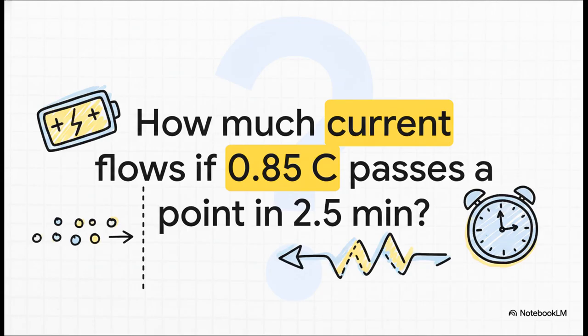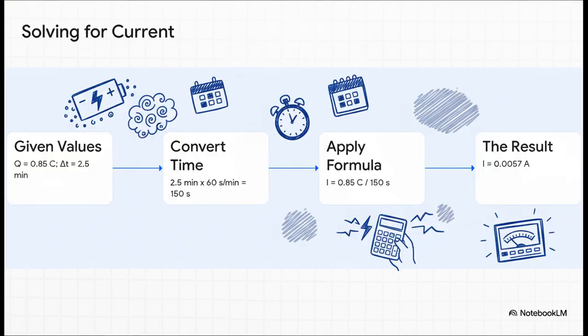Let's say we have 0.85 coulombs of charge passing a point, and it takes 2.5 minutes. The question is, what's the current in amperes? Okay, this is actually a really straightforward process. First, we just write down what we know.